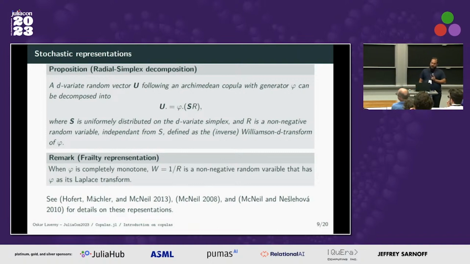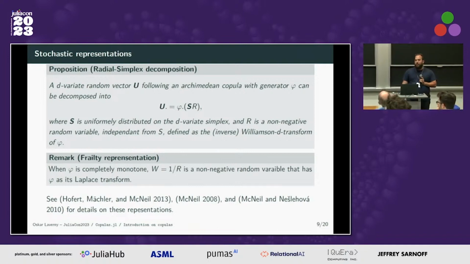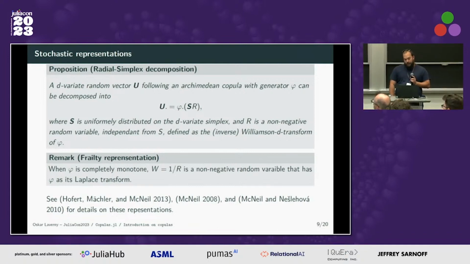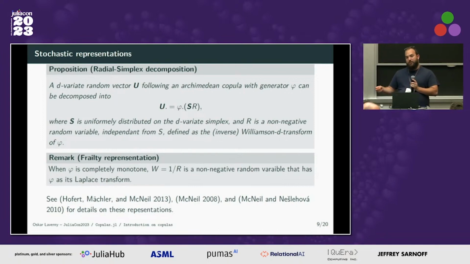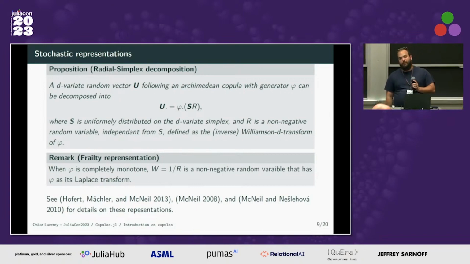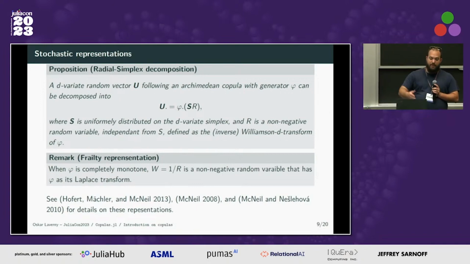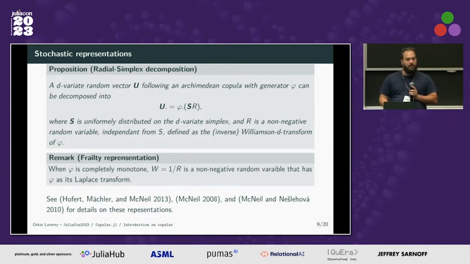And in fact, there is a transformation that is called the Williamson transformation that gives you a bijective mapping between the function phi and the distribution of the random variable R. And so from the generator phi, if you can compute this mapping, you can obtain the distribution of the random variable R, and then you can sample it, sample uniformly from the simplex independently, and then multiply the two, apply phi, and you get a sample from the Archimedean copula.